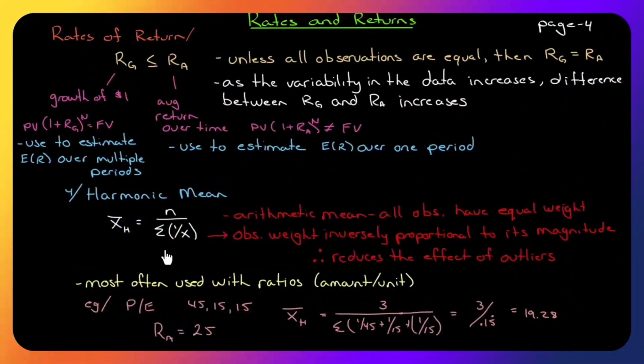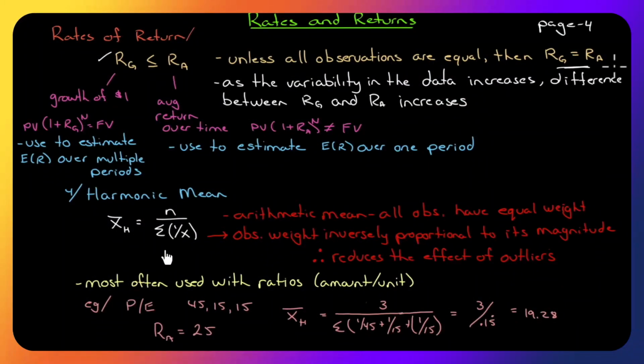Okay, more formally, what I said on the previous screen about the relationship between the geometric mean and the arithmetic mean, here it is here. The geometric mean will always be less than or equal to the arithmetic mean, unless all observations are equal. If that is the case, then the geometric mean will equal the arithmetic mean. Under no condition will the geometric mean be greater than the arithmetic mean.